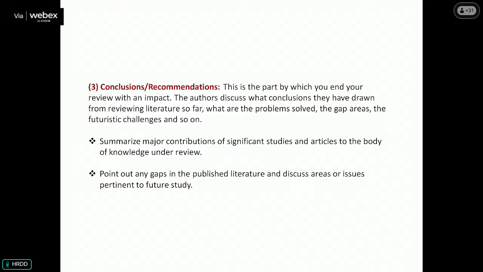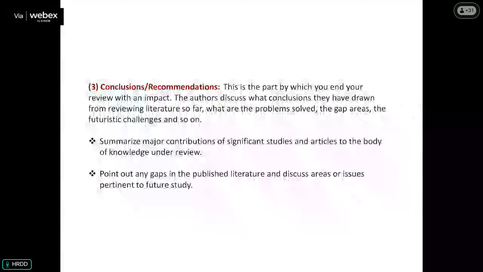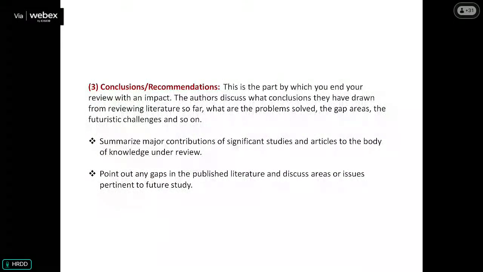The authors discuss what conclusions they have drawn from the review of literature so far, what problems are solved, the gap areas, the futuristic challenges, and so on. What problem has been solved by researchers till date, and where there is still a gap remaining, because only the conclusion they will read, right? And futuristic challenges: what are the challenges awaited in future so that they can solve them? Summarize major contributions of significant studies and articles to the body of knowledge under review. Point out any gaps in the published literature and discuss areas or issues pertinent to future study. So this is how you can present your things.